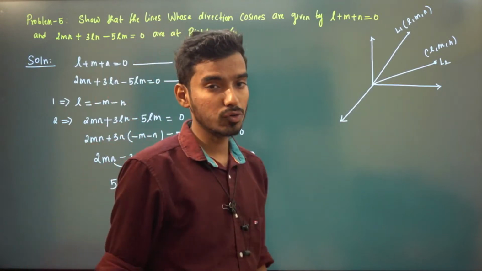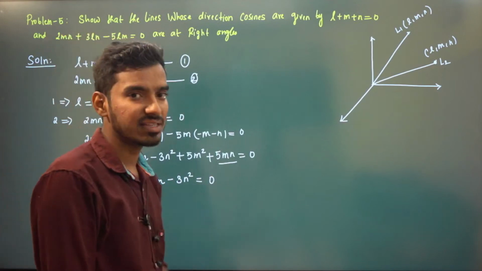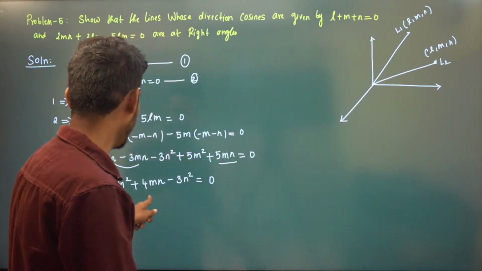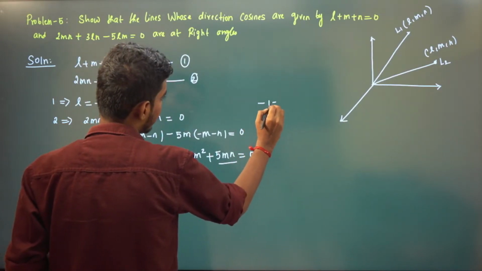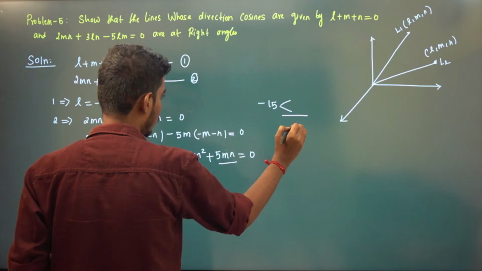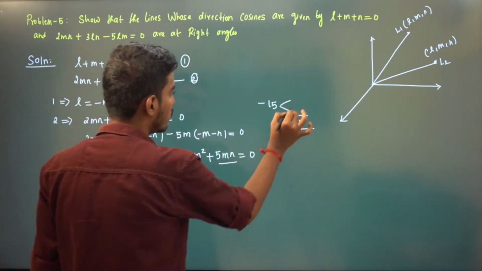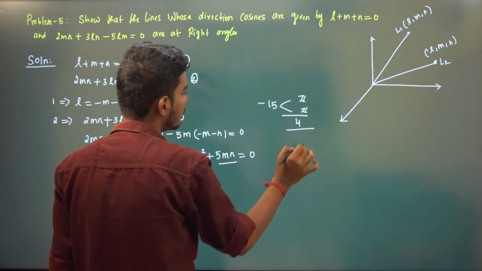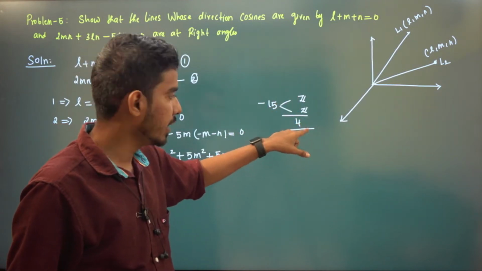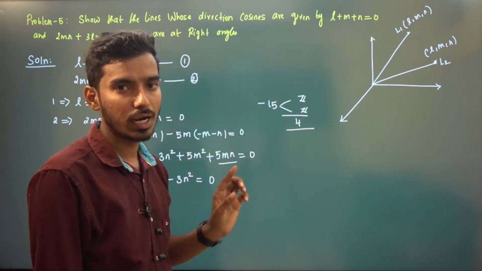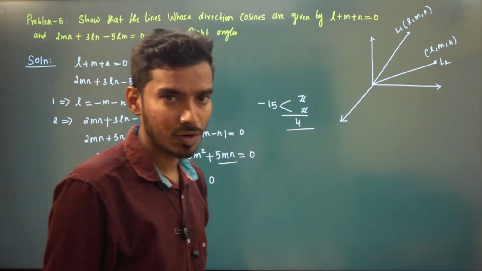Usually you would factorize this, but here you cannot factorize with the help of integers. For example, here the sum is 4 and the product is -15. It is not possible to find two integers whose sum is 4 and product is -15. If this is not possible, you have to go for some other way.